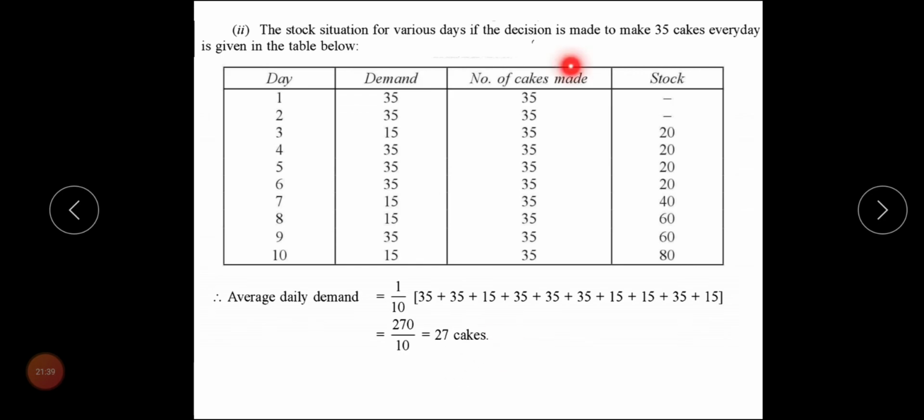If you produce 27 every time, sometimes it is short, sometimes it exceeds, and cumulatively the whole total stock will be 0, but it is not advisable. But the average daily demand is 27 cakes. So this is the answer for the third question.